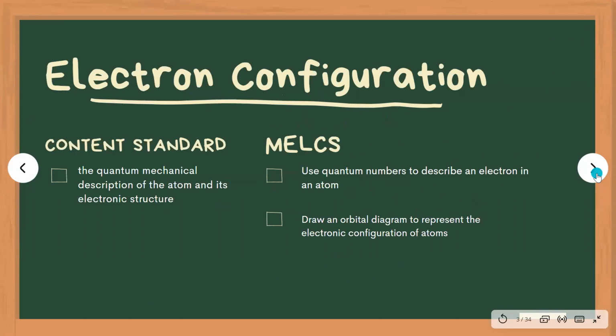So today we're going to talk about electron configuration. The content standard is the quantum mechanical description of the atom and its electronic structure, and for MELCs: use quantum numbers to describe an electron in an atom, and draw an orbital diagram to represent the electronic configuration of atoms.